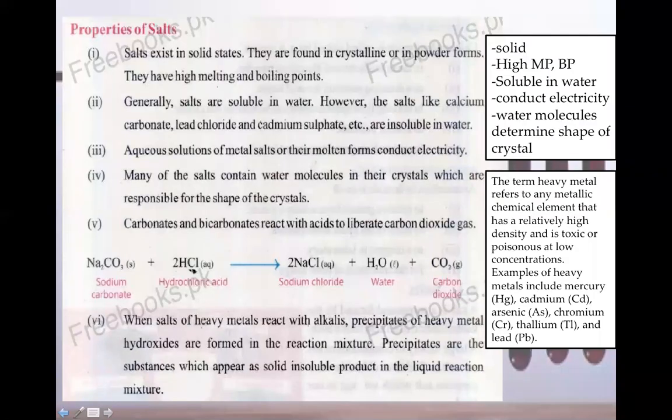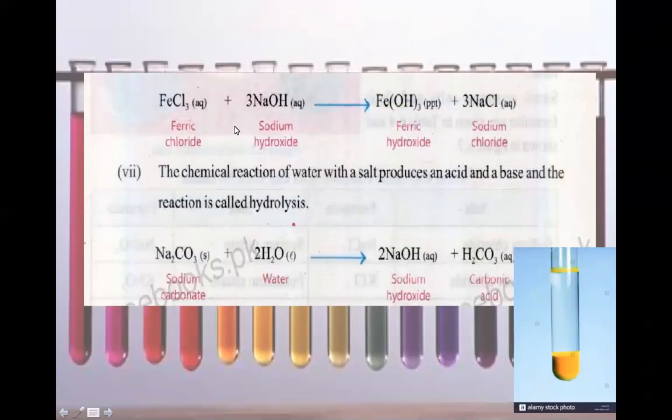Another example has been given of ferric chloride and then sodium hydroxide. This is basically when salts of heavy metals react with alkalis. This is the heavy metal salt. This will be reacting with a basic solution, aqueous solution of a base, and it will be giving us the heavy metal hydroxide. Iron here is a heavy metal, please note it down. Iron is a heavy metal, and it will be reacting with sodium hydroxide in the aqueous form, and it will be giving us the precipitates. Look at this word, the precipitates.